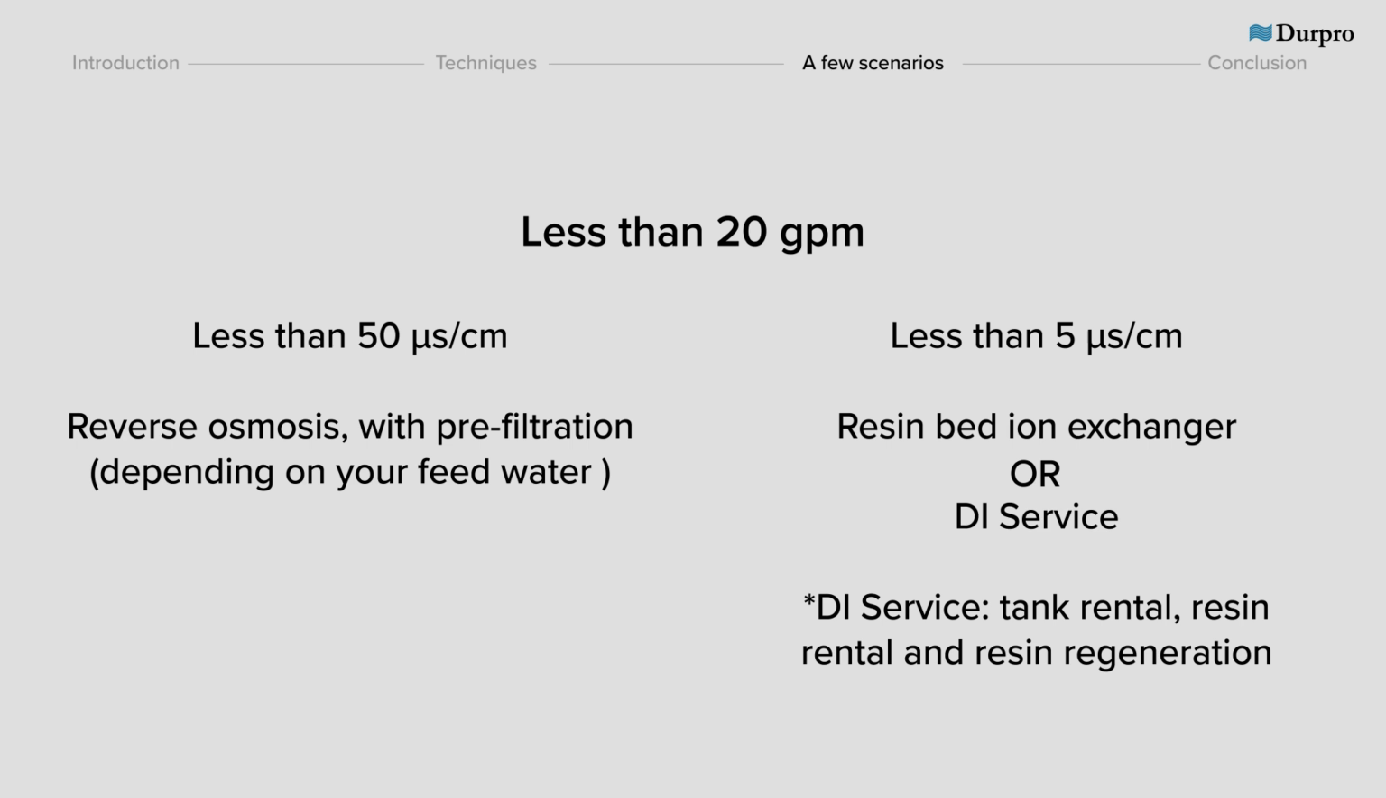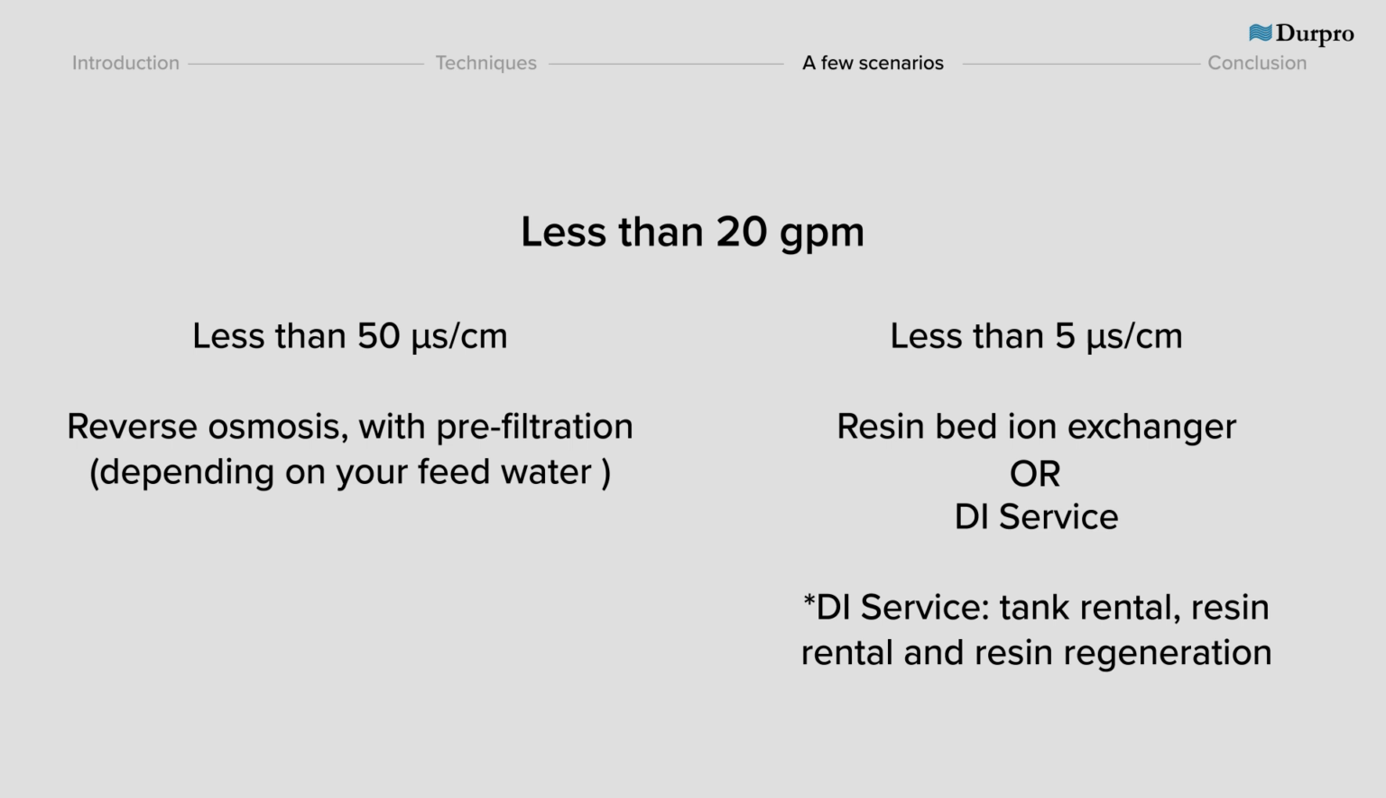For the production of 20 GPM or less of water with a conductivity of less than 50 microsiemens per centimeter, reverse osmosis is generally suggested. As for the pre-filtration required for your osmosis, this will vary depending on your feed water and will not be covered in this video. If you require higher quality water, the best option is to add a resin bed ion exchanger. In this situation, there are two options for this type of technology. You can have a complete separate bed ion exchanger system installed, or, if you have a service provider nearby, you can opt for a DI service option.